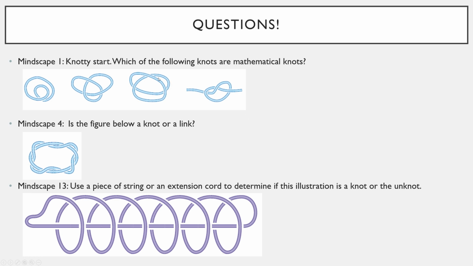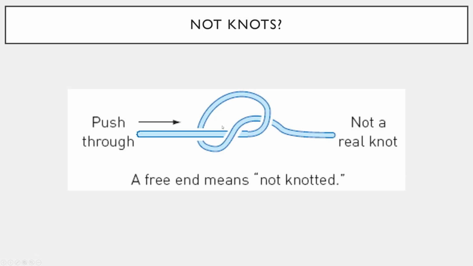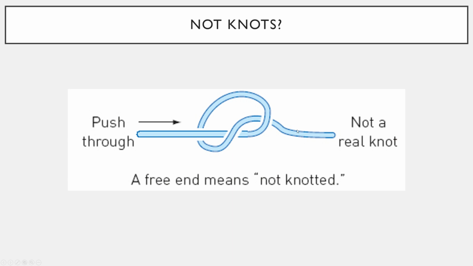So let me do some Mindscapes for you, just so you can see the type of questions that are going to be asked. So here's Mindscape 1, the knotty start. Which of the following knots are mathematical knots? If you look here, the only definition for something to be not a knot, I know that sounds weird, but it's a situation like this, right?